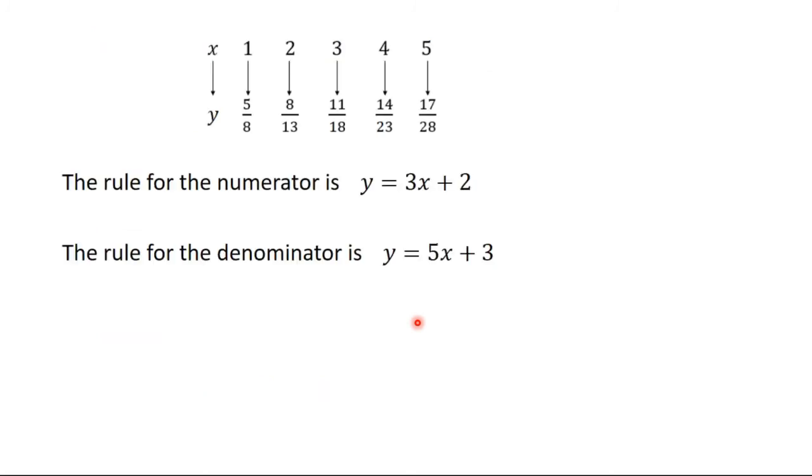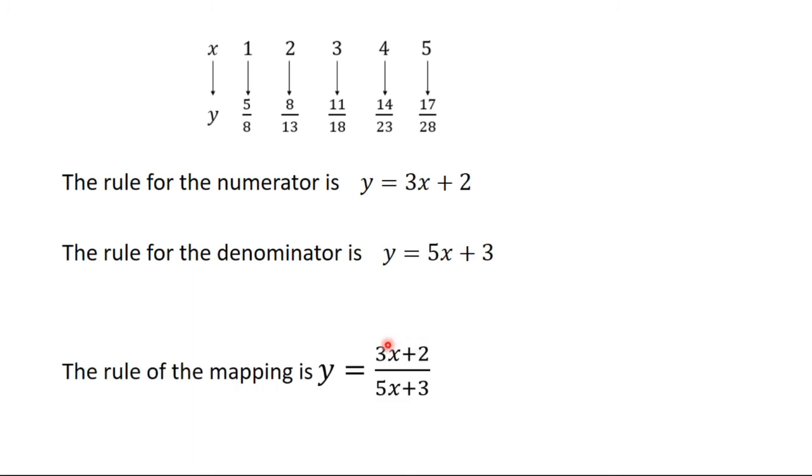So now we have found the rule for the numerator and the rule for the denominator. So the rule for the mapping will be y equal to the rule for the numerator, which is 3x plus 2, divided by the rule for the denominator, which is 5x plus 3. From inspection, we saw that the rule for the numerator follows a linear mapping, and the rule for the denominator follows a linear mapping. So we found the rule for the numerator, we found the rule for the denominator. So after we finish the whole thing, y is going to be given by the numerator divided by the denominator.